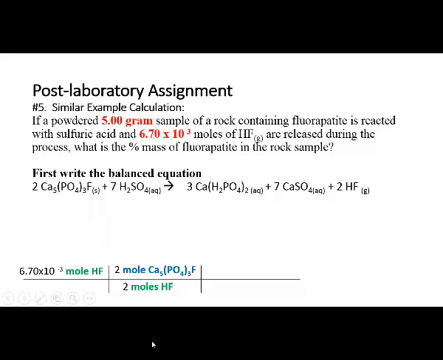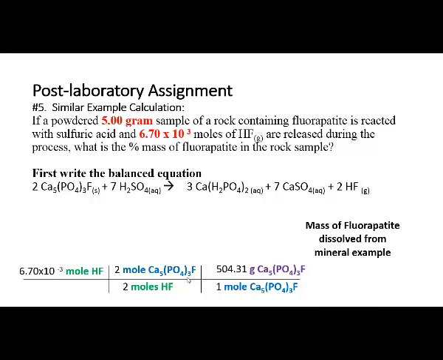Now once I have the moles of fluoroapatite that was present in my mineral sample in an unknown mixture of the rock, we can go ahead and multiply by the molar mass of fluoroapatite. So 1 mole of my fluoroapatite is 504.31 grams of fluoroapatite. This will allow me to calculate how much fluoroapatite must have been dissolved from the original mineral sample unknown. So I should have 3.38 grams of fluoroapatite that was in my original sample. And my sample size to be also 5 grams.